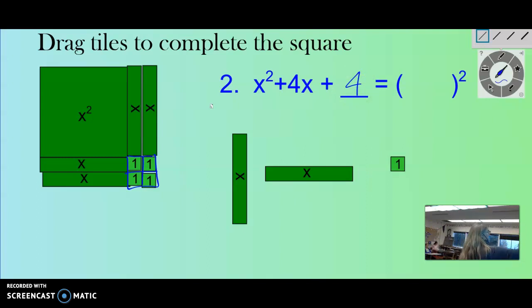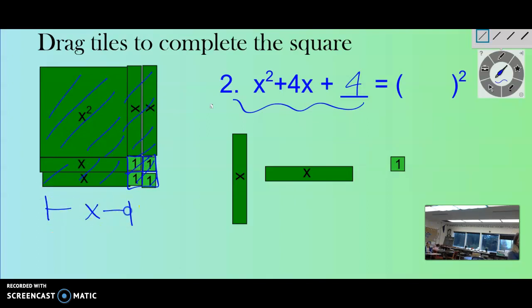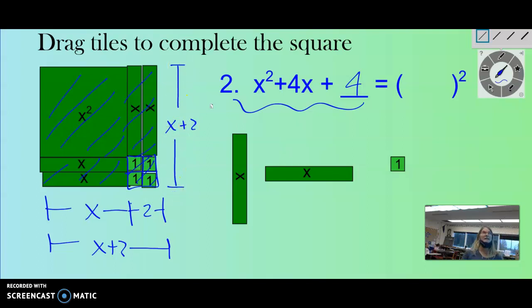And then this represents the area, because we have x squared plus 4x plus 4, that's all the area together. And then another way to write the area is this is x plus 2, which makes this whole length x plus 2. And this is also going to be x plus 2 along this side because it's a square. So another way to write that is x plus 2 times x plus 2, or x plus 2 squared.